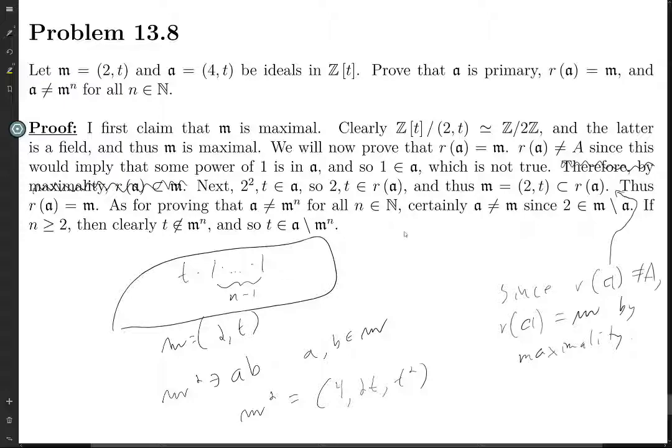Just getting your hands dirty with actual elements, which I am wont to do because I like things to be a little more concrete, a little more tangible. But yeah, so there you have it. A cannot be m to the n for any natural number n, and we're done with this exercise.